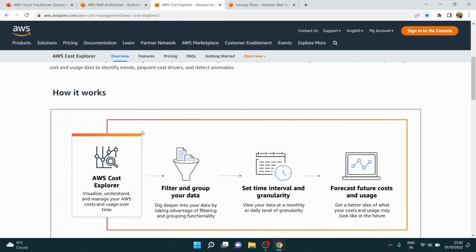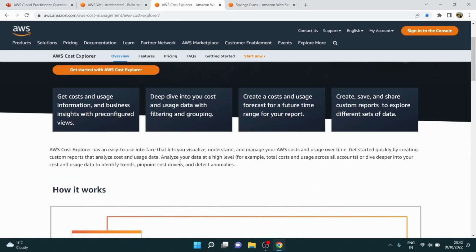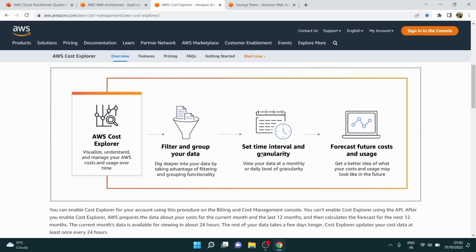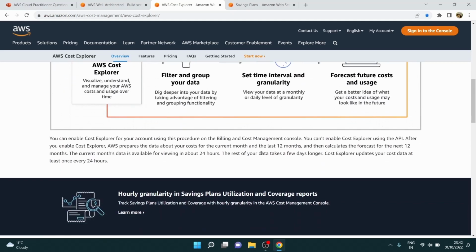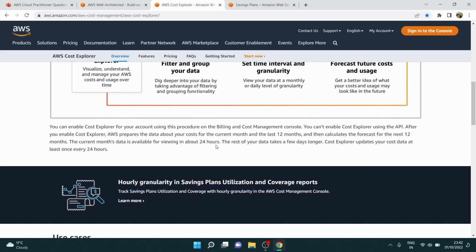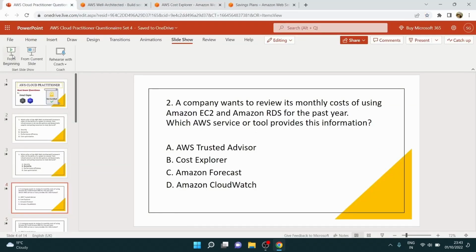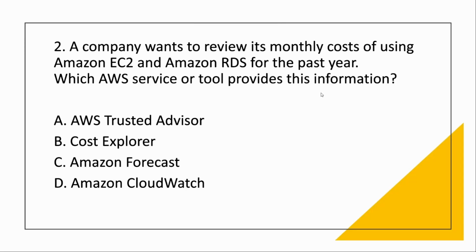So now this is AWS Cost Explorer. Okay, visually you can understand how you can manage your cost over time. Okay, I'll put the link in the description box so that you can read more about it. The main pointer which I was talking about is that AWS prepares the data about your cost for the current month and the last 12 months. Okay, so our question was regarding the last year. So that's what I said, that it is the current month as well as the last year.